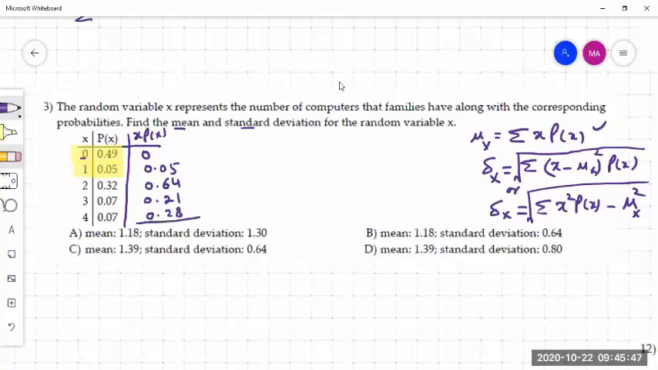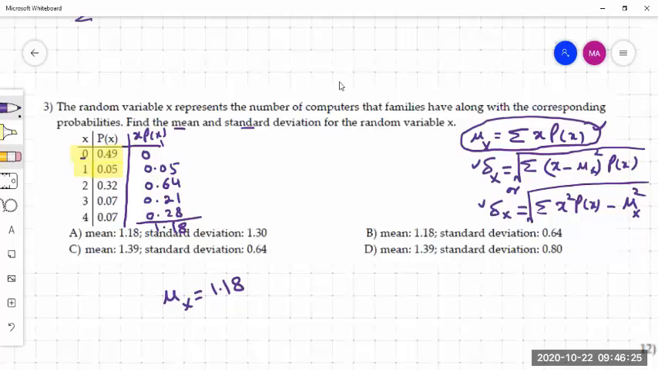And just sum this up, because the mean is the sum of x P(x). If I sum this up, it is 1.18. So my mean is equal to 1.18.